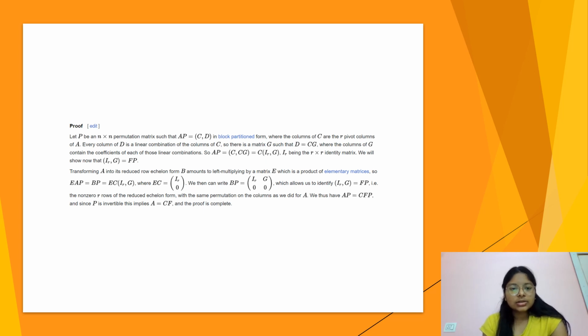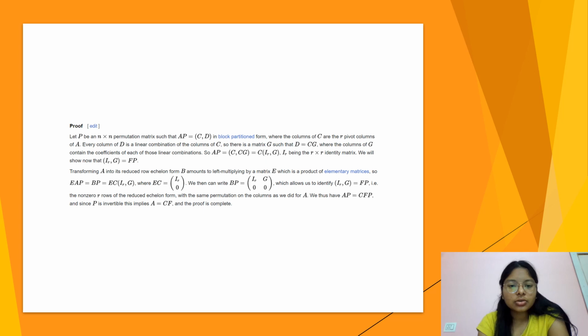Now we discuss one proof. Let P be an n by n permutation matrix such that AP = [C, D] in block partitioned form, where the columns of C are the r pivot columns of A. Every column of D is a linear combination of the columns of C. So there is a matrix G such that D = CG, where the columns of G contain the coefficients of each of those linear combinations.